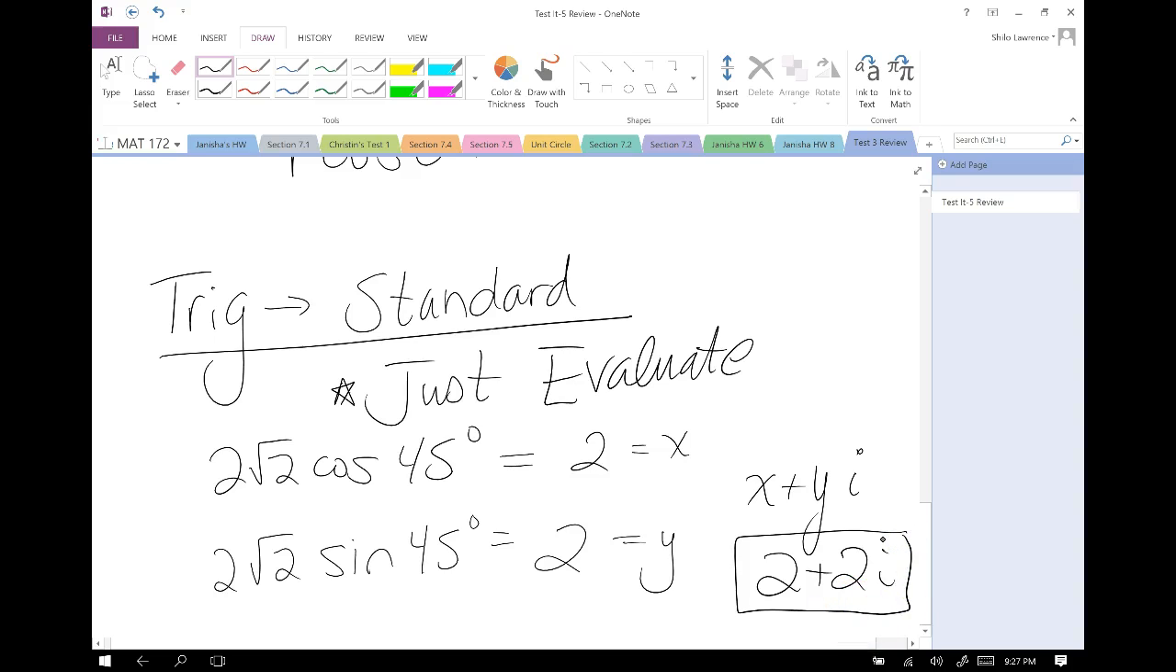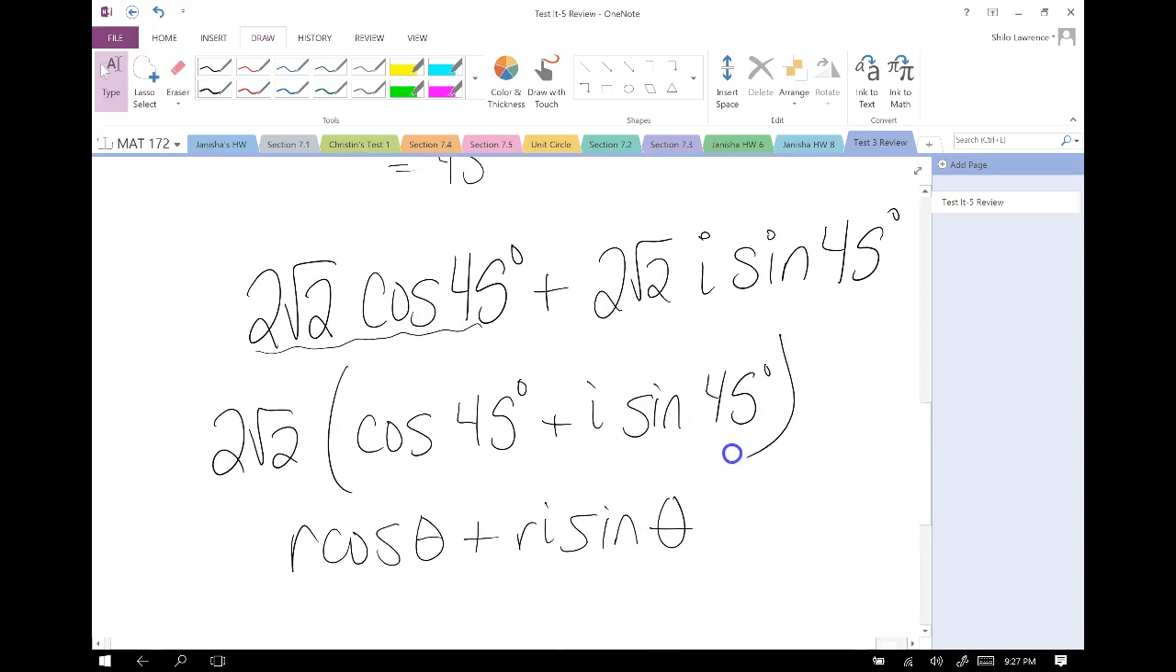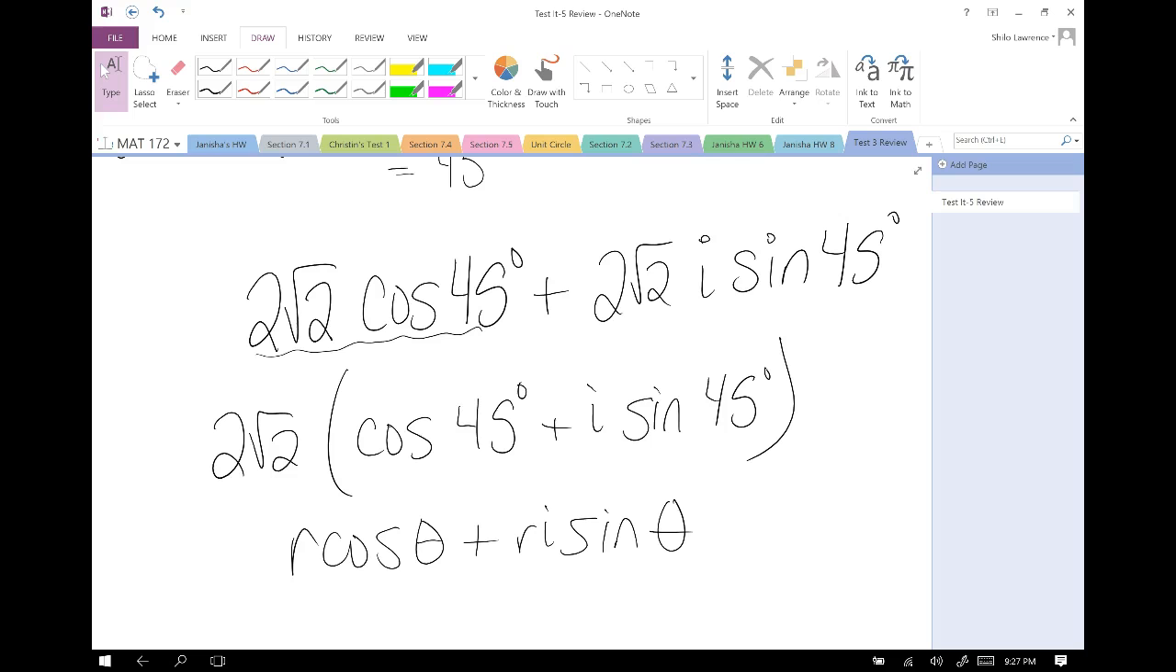So trig to standard is really easy. We just need to evaluate the trig expression we're writing out. It's the standard to trig that's a little trickier. We've got to use those formulas.